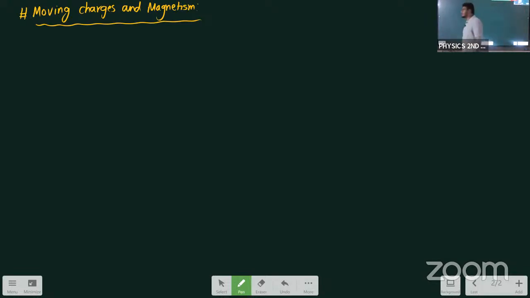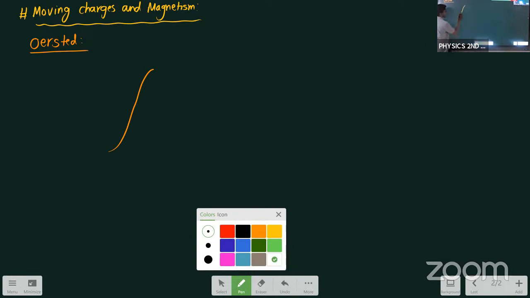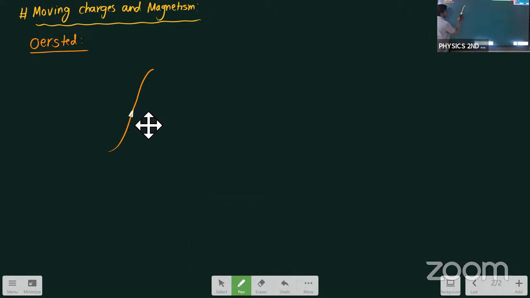See here, there was a scientist whose name was Ørsted. What he came to know is that wherever there is a wire, assume that this is a wire, through this wire a current is flowing. Then he came to know that whenever some amount of current is flowing through a wire, around that wire some magnetic field will be created. This was the experiment done by Ørsted. He said that whenever some amount of current is flowing through a wire, around that wire a magnetic field will be created.